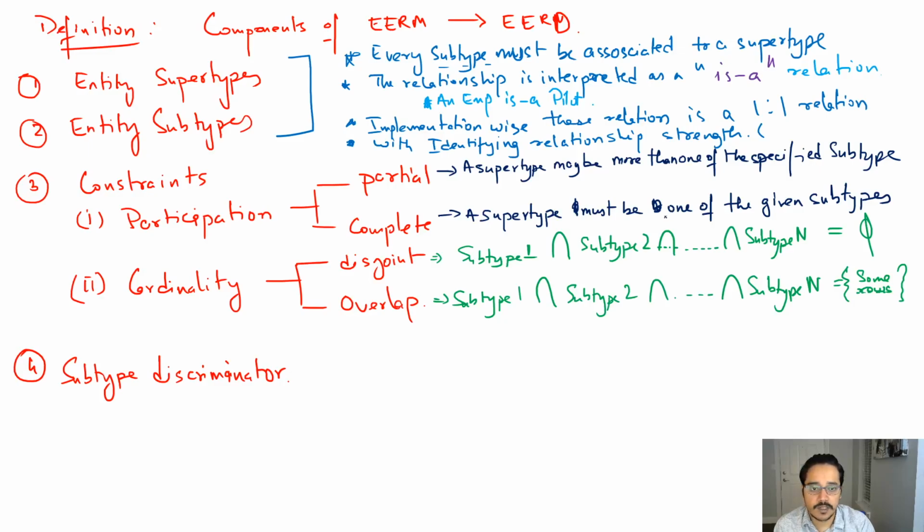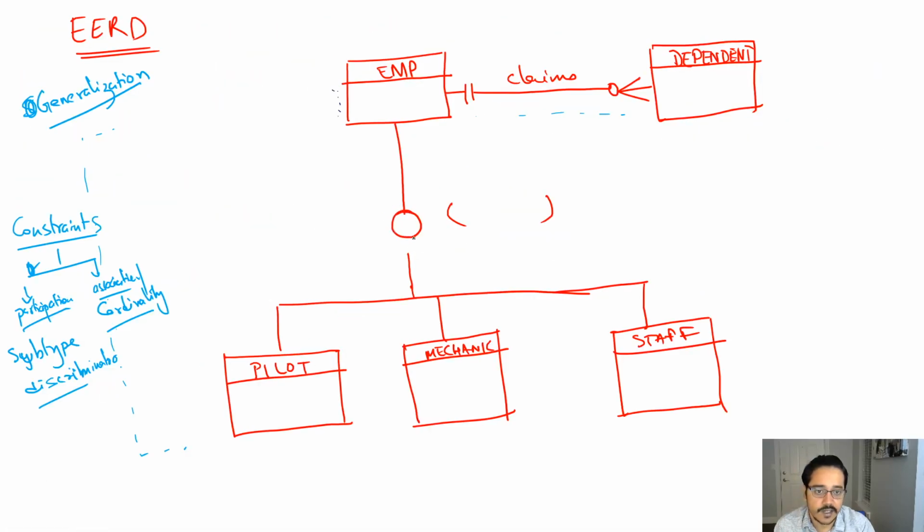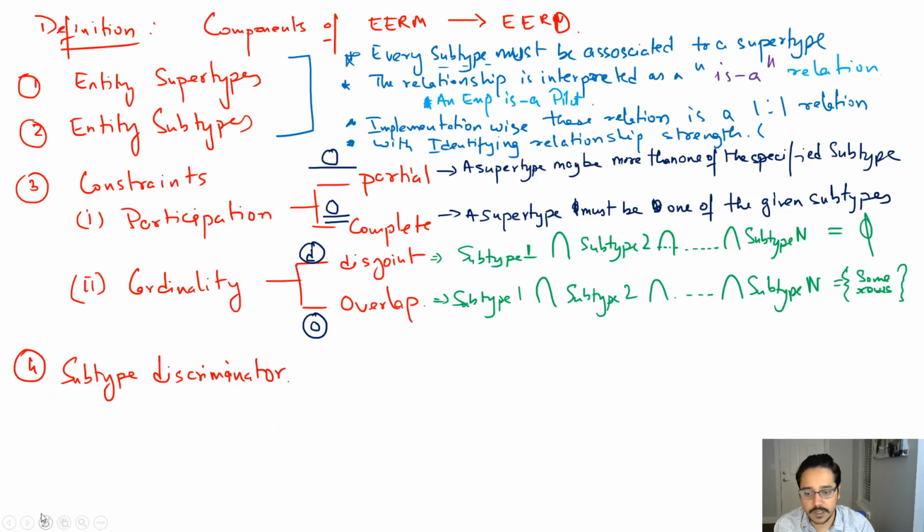So in terms of representation, the disjoint and overlap is specified by using symbols. Within the circle, it is written as a D or an O. A partial is represented by a single line segment to this circular symbol, and a complete is represented by two line segments, right? So that is the reason why we have this sign here. Within this, we specify the cardinality, and underneath this, we specify the participation. And then finally, we have the subtype discriminator.